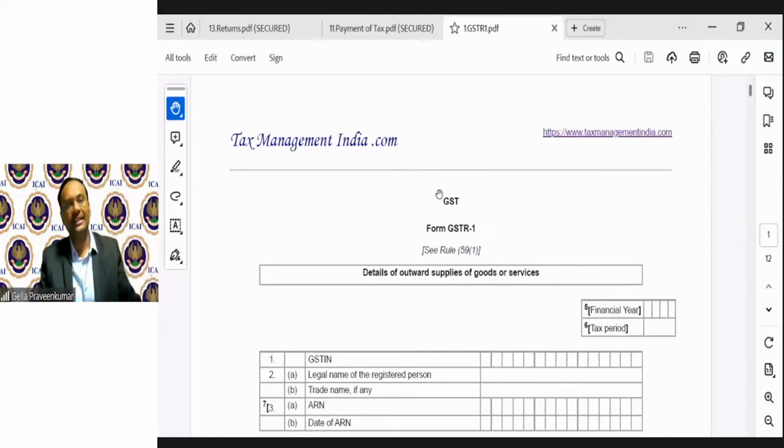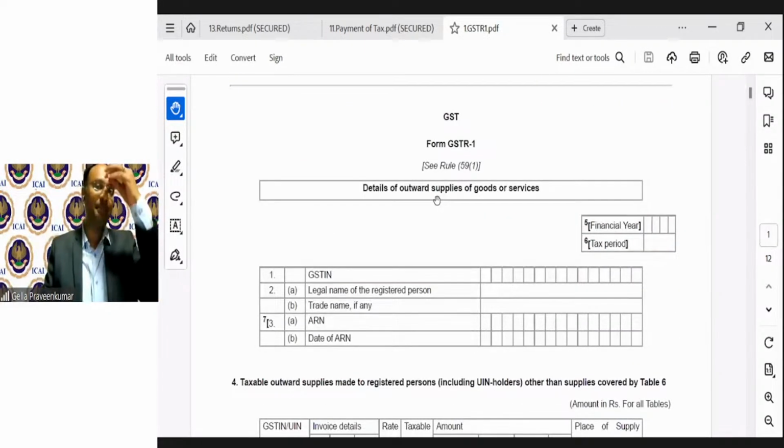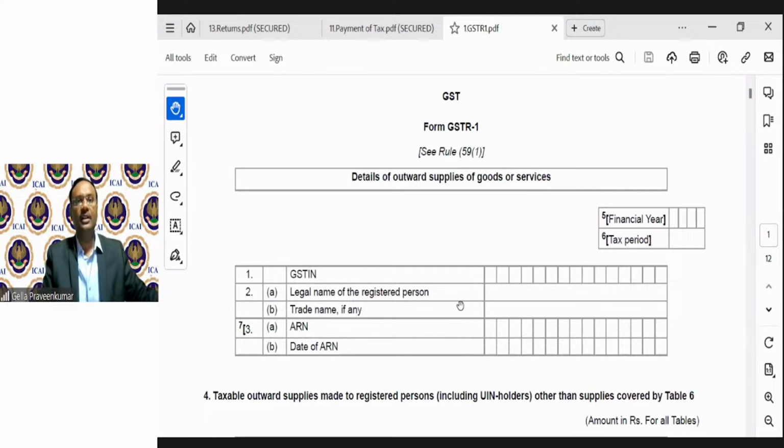Theory is always theory, students. It is there in your institute material. I will make an attempt to show you some practical aspects which you would have noticed, or may not have noticed, in your articleship. Hope this form is visible to all of you. Let me increase the size a little bit. Yeah, this is my Form GSTR-1.